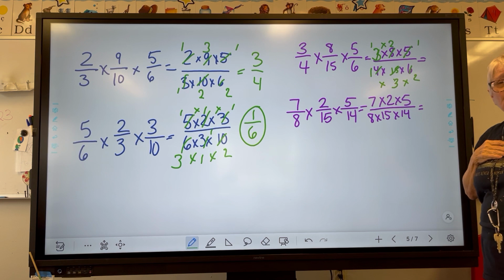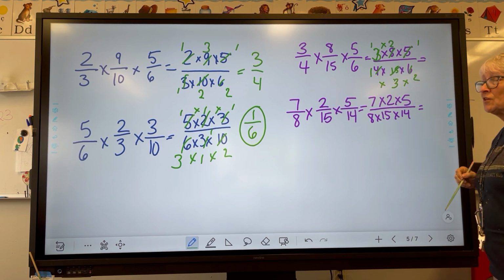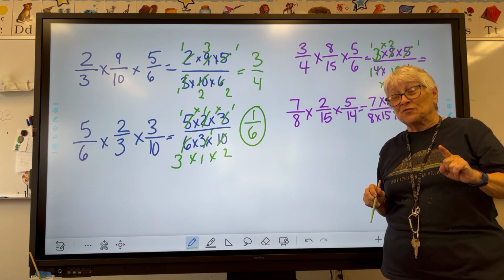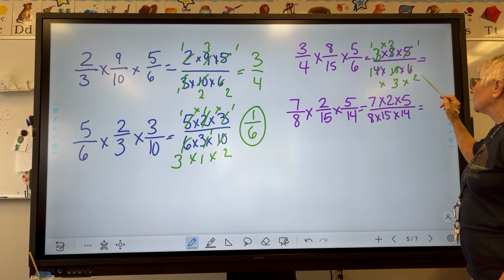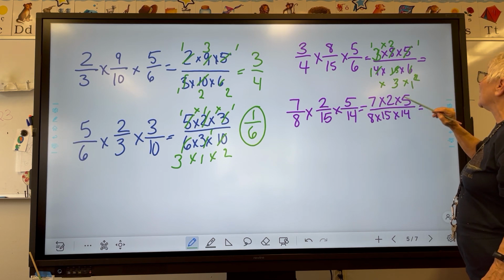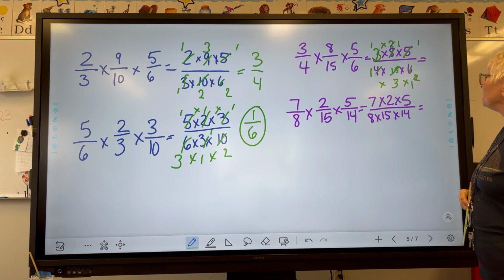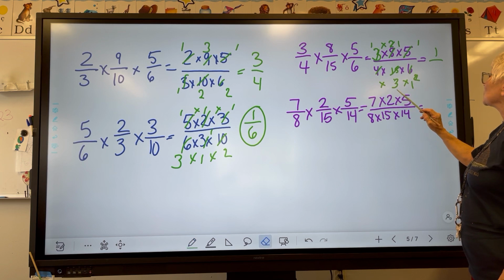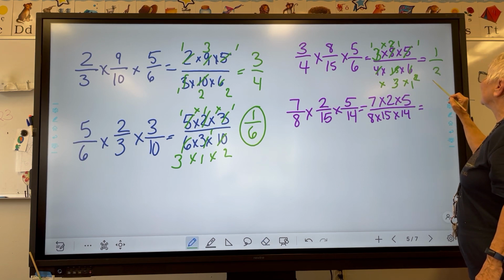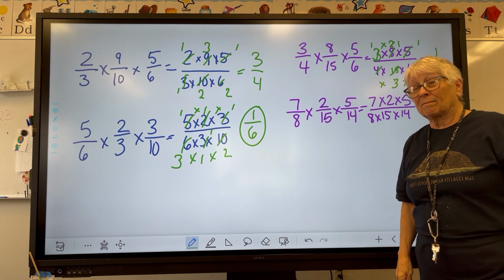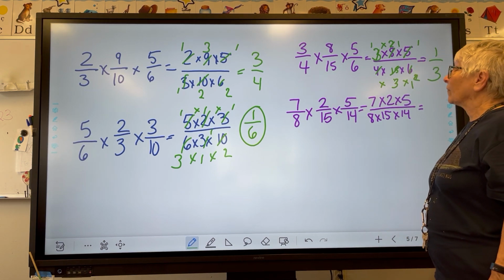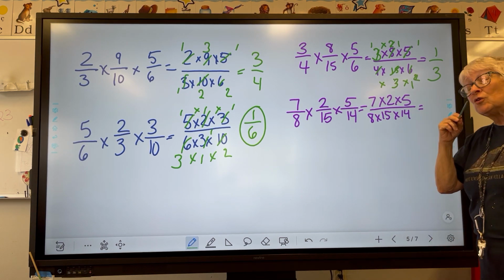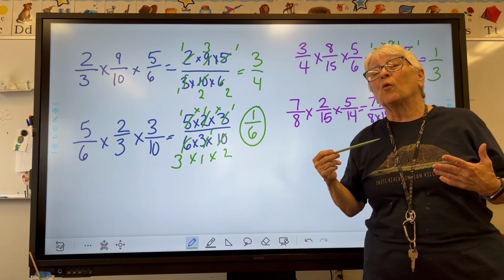Well, look at this. 2 also goes into 2. I can still pre-reduce. Even though I've already reduced once, I can say 2 goes into 2 one time, and 2 goes into 2 one time. And 1 times 1 times 1 is 1. And 1 times 3 times 1 is 3. Wow. Look at that. So you can use the same number to reduce more than one time.